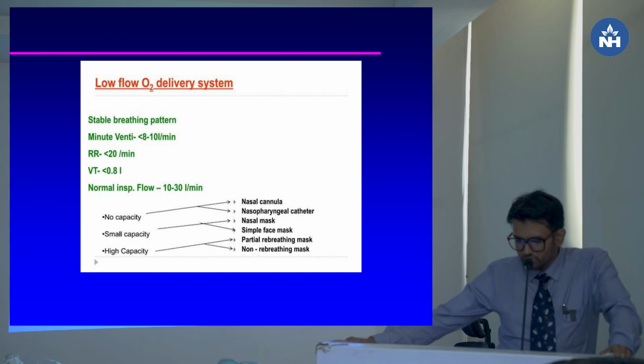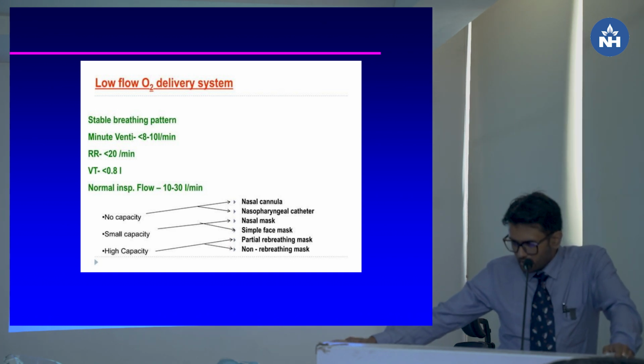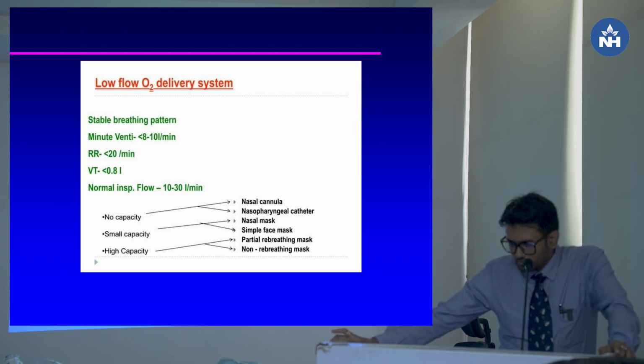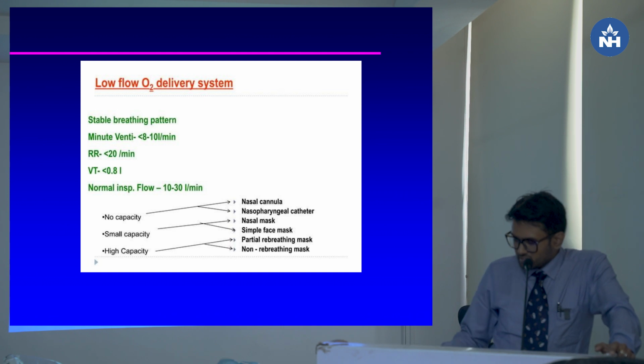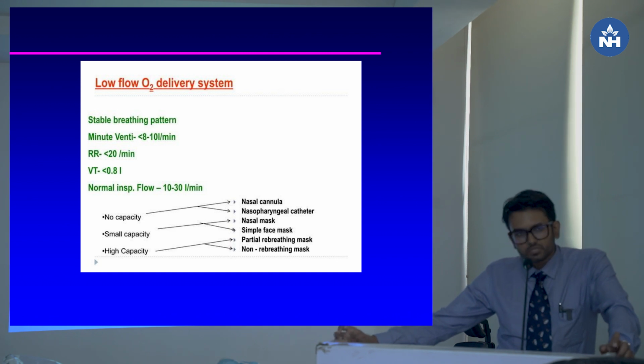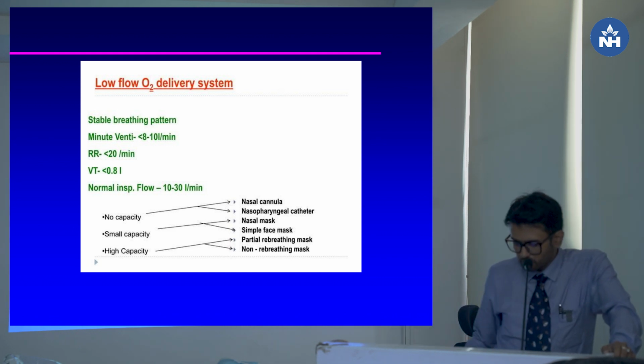Low flow oxygen delivery system. We can use this low flow system where the patient has a stable delivery and breathing pattern, the respiratory rate is less than 20, normal inspiratory flow is there, and targeted minute ventilation is less than 8 to 10 liters per minute. In nasal cannula and nasopharyngeal catheter there is no reservoir capacity, a very small capacity in nasal mask and simple face mask, and high capacity in partial rebreathing mask and non-rebreathing mask.